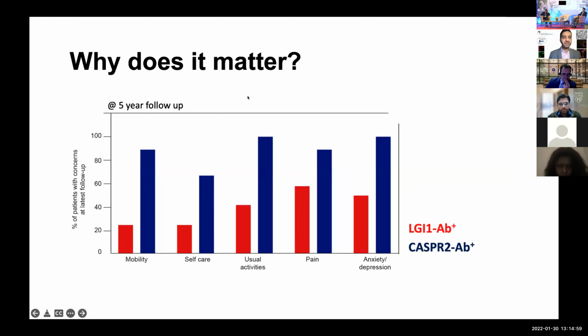So why does this matter? Why are we trying to investigate this? Well, I think we have a model here now to test drugs potentially that might modulate CASPR2 antibody function. Because if you look at patients with a 5-year follow-up, you'll see that the CASPR2 patients do worse in all the quality of life domains that we sampled. So they are a group who need more attention, who haven't been focused on yet, and we think pain might be an important predictor of their long-term outcome.